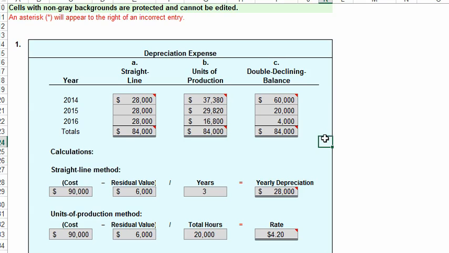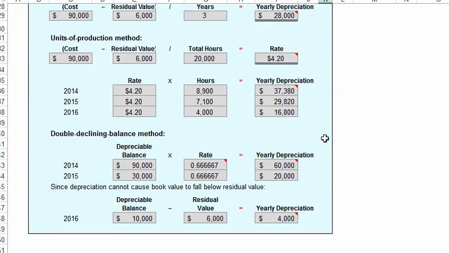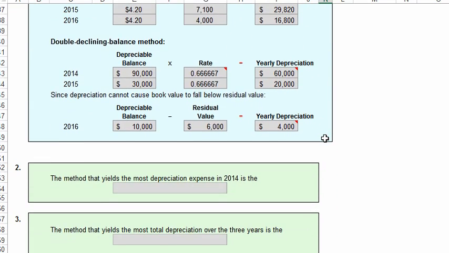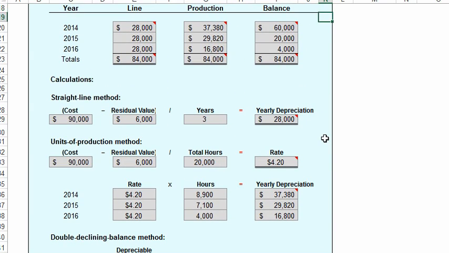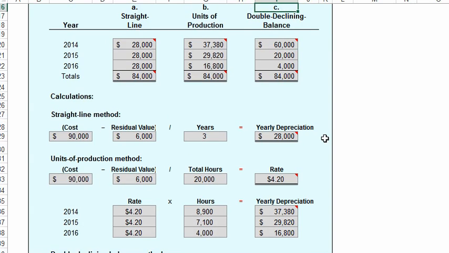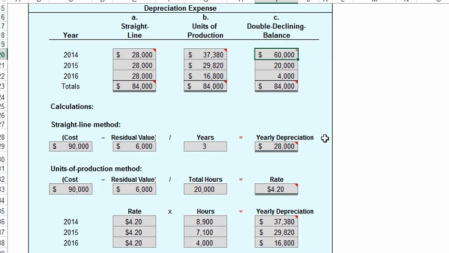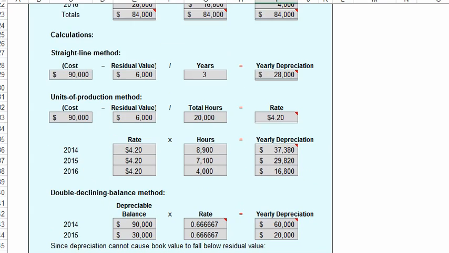Now that's instruction 1. Instruction 2, which method yields the highest depreciation expense for 2014? Well, we'll just look at the chart. 2014, which method gives us the highest depreciation expense? 28,000 under straight line. Units of production or units of output, 37,380. Of course, the highest is double declining balance at 60,000.